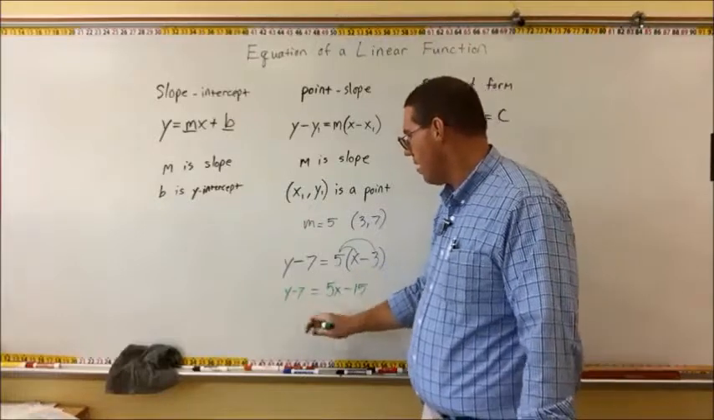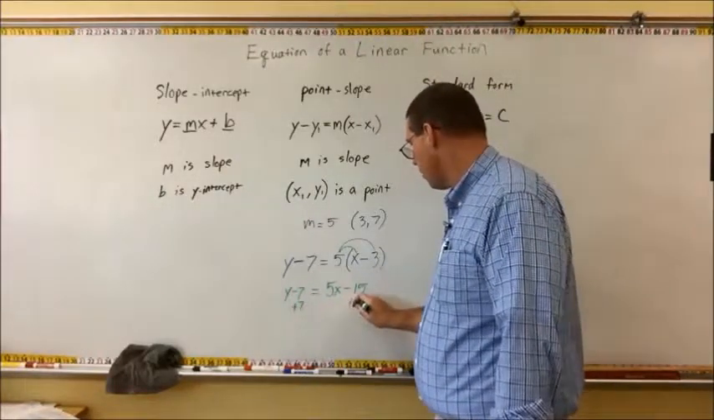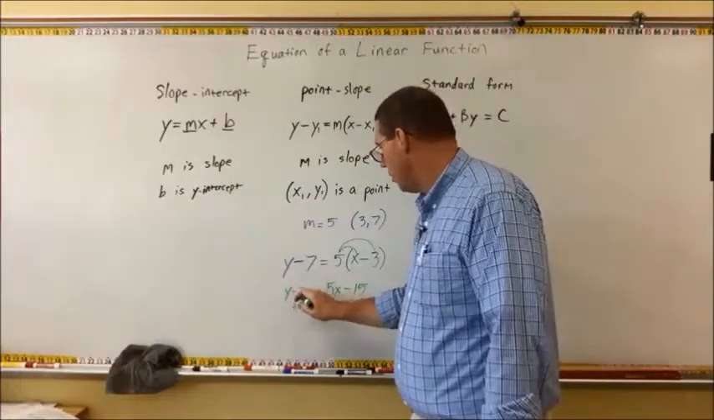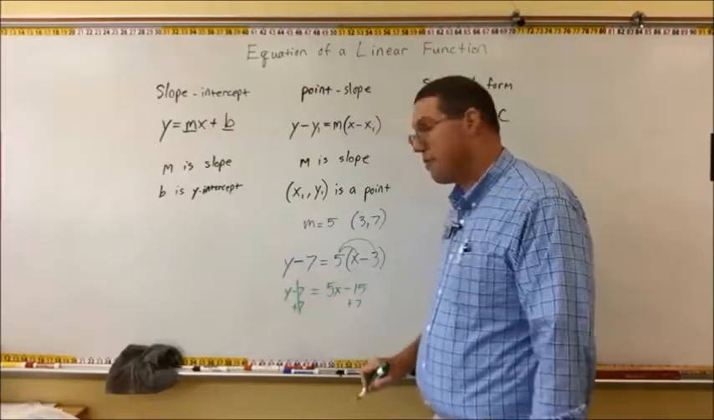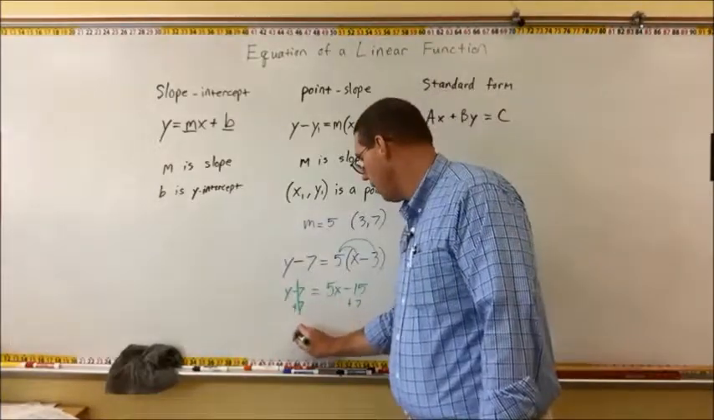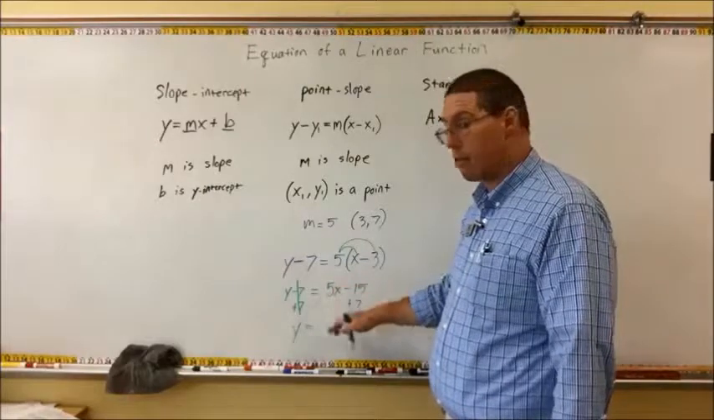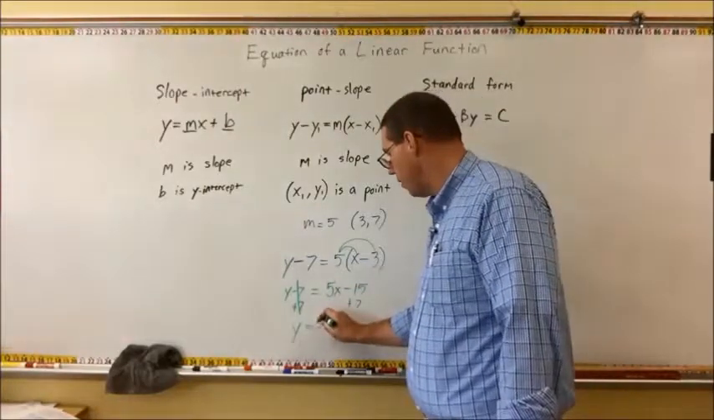So we're going to move this negative 7 here. So we're going to add 7 here. We're going to add 7 here. That eliminates the negative 7 on the left side. We're going to carry down the y, carry down the equal sign. We didn't change the 5x, so we're just going to carry that down also.